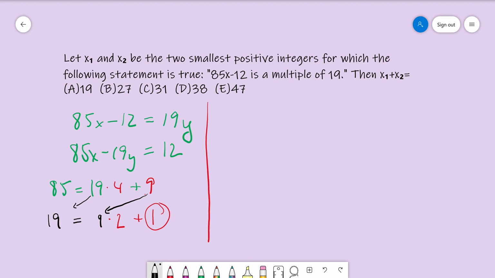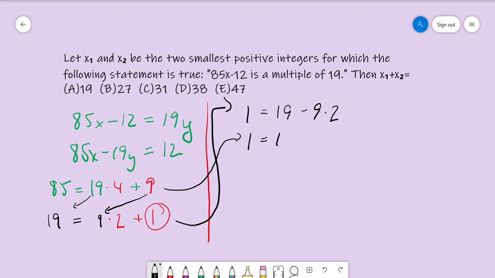Alright, let's bring this over here. We can write 1 is equal to 19 minus 9 times 2. And then we'll use this equation to replace 9 with 85 minus 19 times 4. So 1 is equal to 19 minus, instead of 9, we're going to write 85 minus 19 times 4. Okay, and all of that is going to get multiplied by 2.